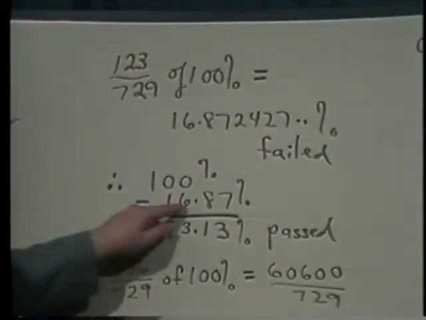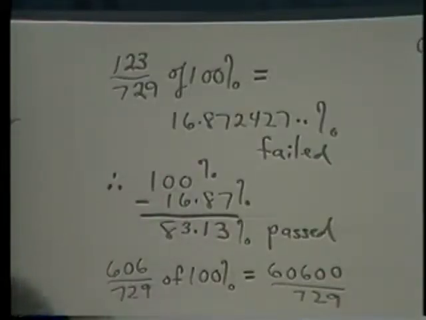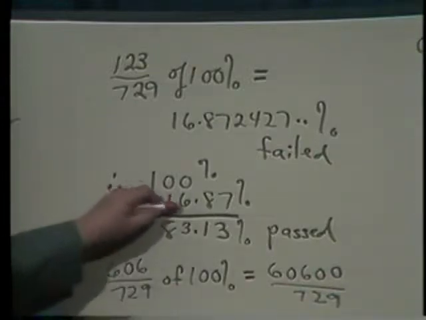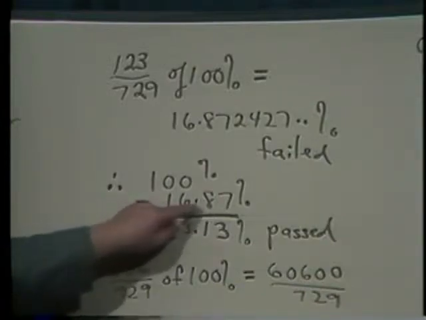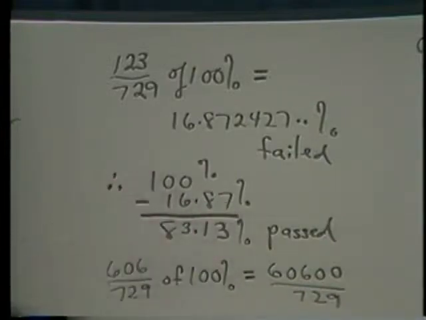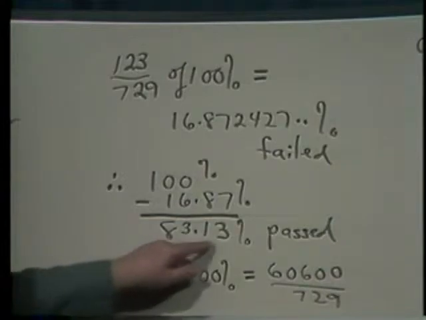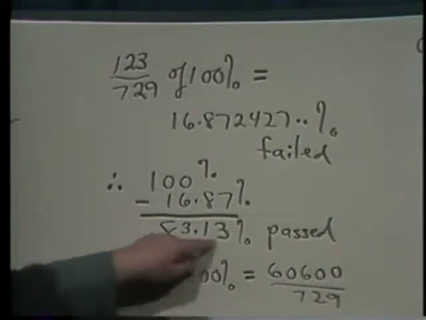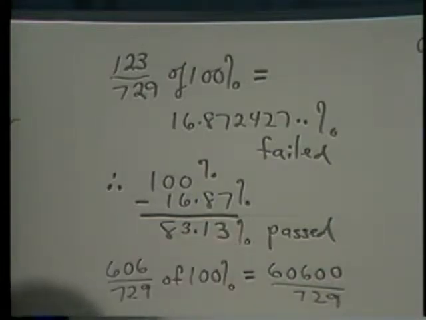Since we want the percent that passed, the total number of people, the 100%, either passed or failed. Whoever didn't fail must have passed. So now we have to remember to subtract the 16.87% from the 100%. That gives us 83.13% as the passing rate.